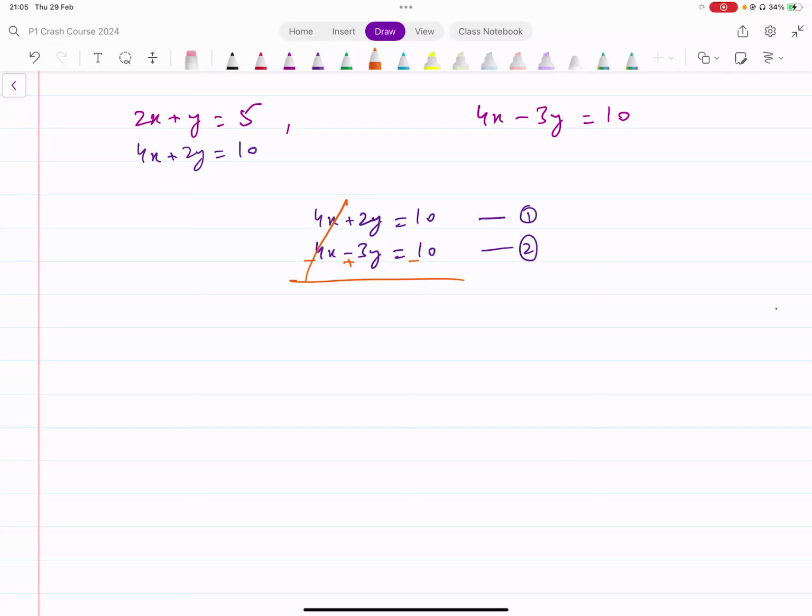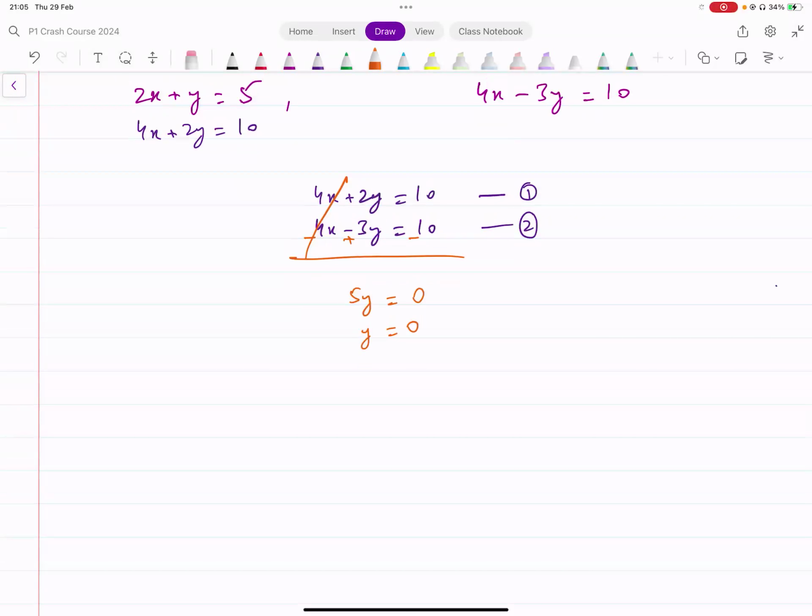2y plus 3y, what does that give you? That gives you 5y, that equals 0. The y value turns out to be 0 from this. Put this back in any one of those two equations. Let's say I put it in this one. That will give me 4x plus 2 times 0, that equals 10. And the value of x turns out to be 2.5 or 5/2.